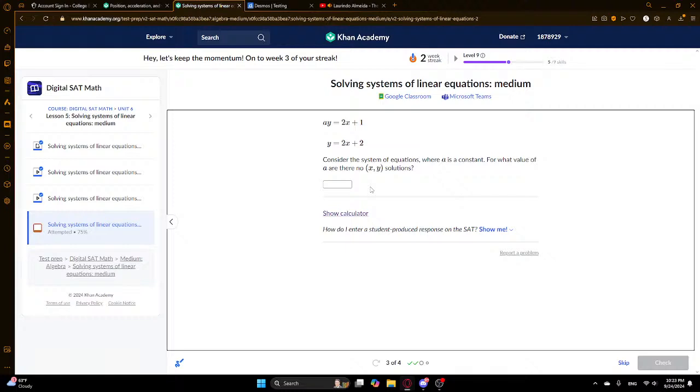Now divide. Y equals 2x over a plus 1 over a. Y equals 2x plus 2. Now the trick to these, I think, is finding the slope, from what I remember.